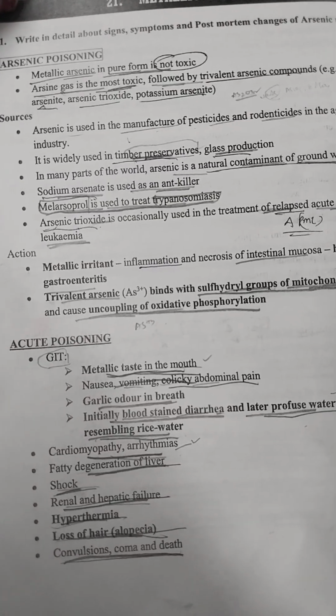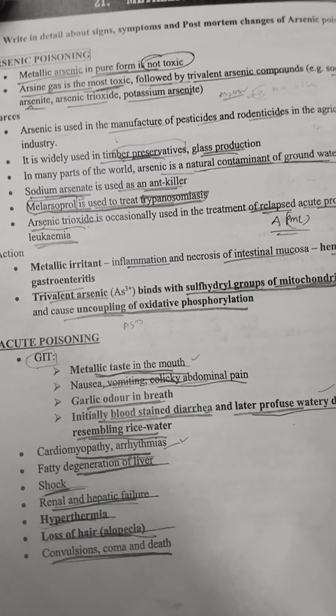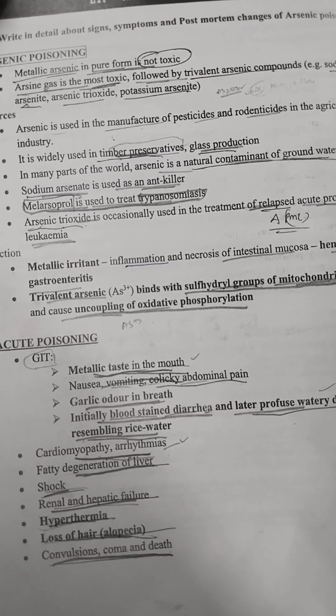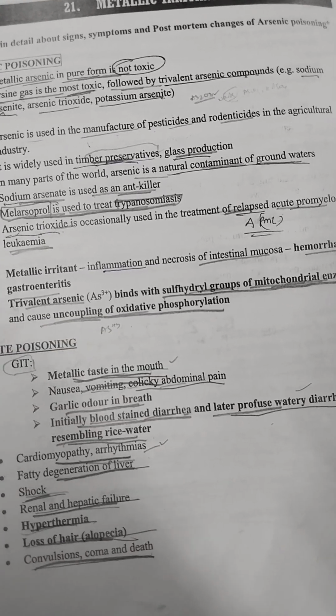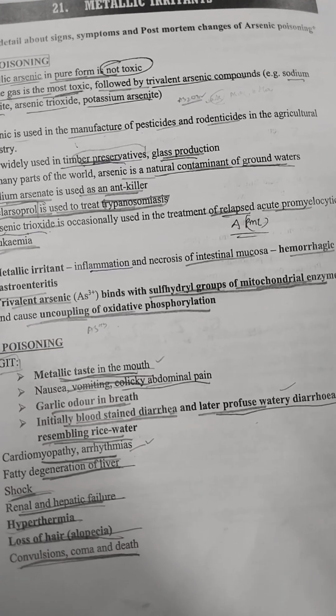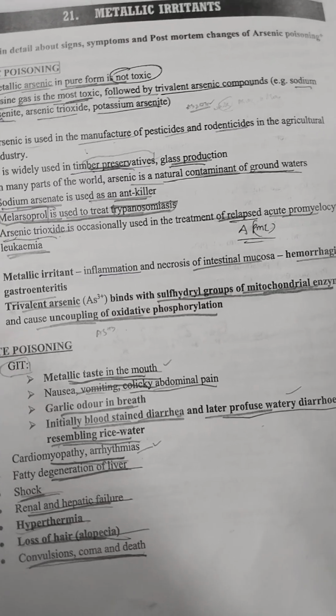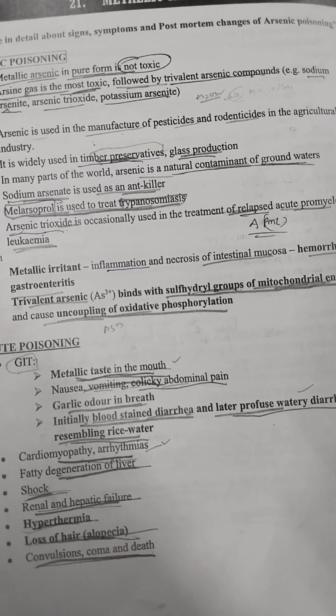In acute poisoning, GIT manifestations are metallic taste in the mouth, nausea, vomiting, colicky abdominal pain, garlic odor in the breath. Initially blood-stained diarrhea, later it becomes diffuse watery diarrhea. It resembles rice water stools.